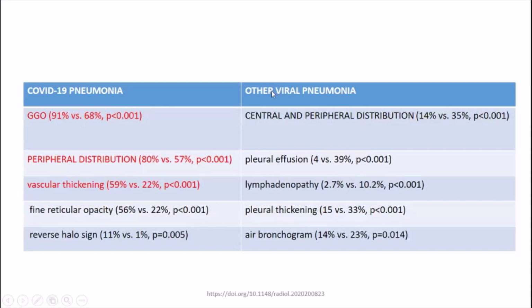So when in doubt, you can come back to this slide and just read or memorize these three differentiating factors. Another factor that has been found to be present in COVID-19 is the halo sign, more than in other viral pneumonias, just around 1% of viral pneumonias had it. And pleural effusion, lymphadenopathy, pleural thickening were statistically significantly more common in other viral pneumonias than in COVID-19 pneumonia.